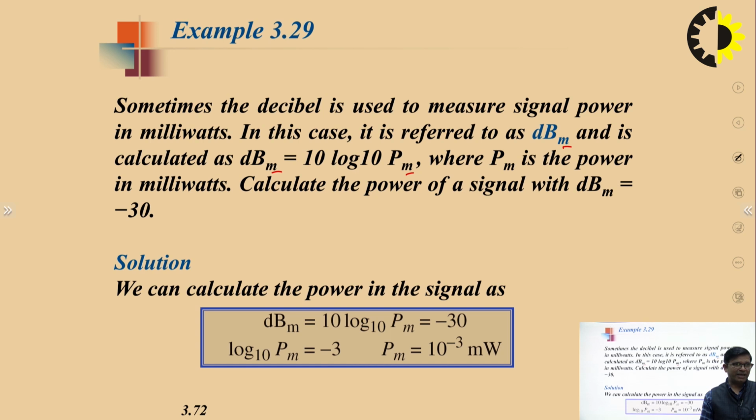If the question is like that, the power is given in milliwatt, then calculate the power of the signal when the decibel in milliwatt is minus 30. We can calculate the power of the signal as dB equals 10 log10 Pm equals minus 30. Then 10 log10 Pm is equal to minus 3. So, Pm is equal to 10 to the power minus 3 milliwatt. So, this is how we can calculate milliwatt also.